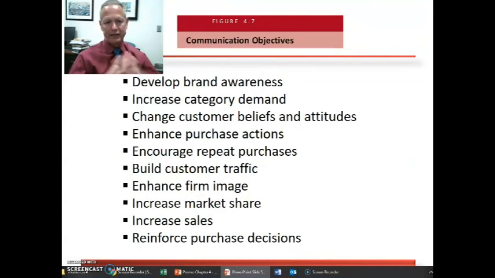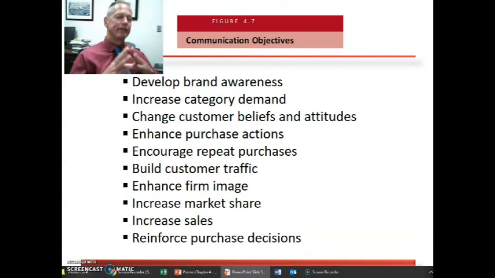So now we get into communication objectives, and it really gets into what we would call, in our particular scenario, our SMART goal. Remember, SMART stands for specific, measurable, actionable, relevant, and time-bound. So those really are our communications objective, is really to hit our SMART goal. Other communication objectives is to develop brand awareness and increase brand category and demand, enhance purchases, build customer traffic.